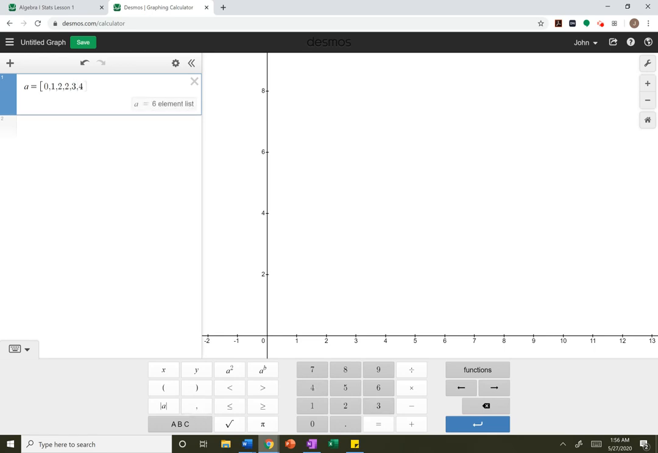3, 4. I can make a song out of this. 5, 6. I know it's tedious. Stop complaining. You're just typing in numbers. We could be doing all this by hand.